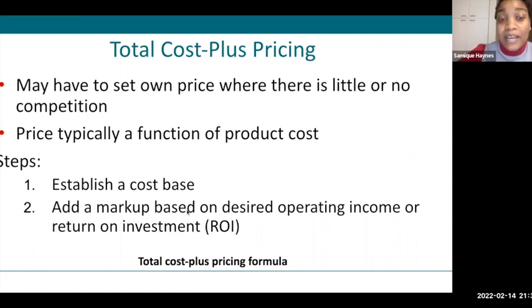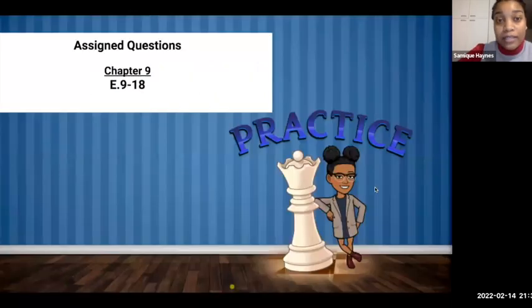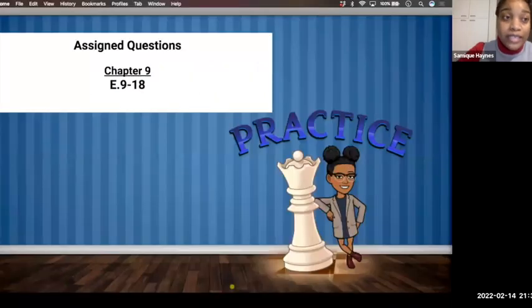So it says here, add a markup based on desired operating income or return on investment. And this is the formula. So we know our cost, right? We have a markup percentage. We multiply the markup percentage by our cost, add it to the cost, and that will tell us our target selling price. This is pretty straightforward, and we can see this in question 19.